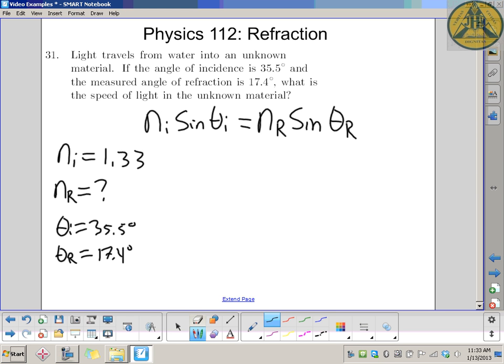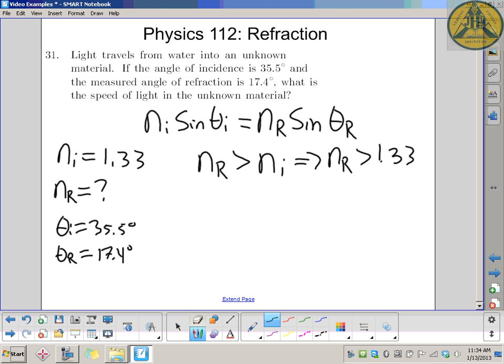Now, conceptually, before you even do any calculations, your answer should come out to be larger than 1.33. If light slows down in this material, as is indicated by the smaller refracted angle than incident angle, then without even doing any calculations, I know that the index of refraction of my refracted material, my second material, has to be larger than the index of refraction of my incident material, water, 1.33. So I'm just going to leave that up there so I can double check that in the end. I know that is one way I can check my answer.